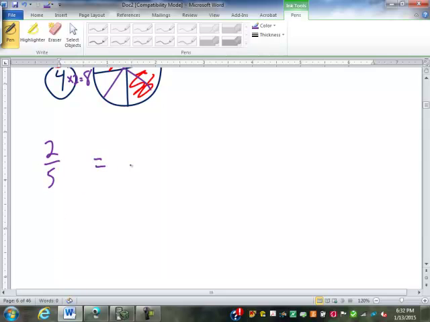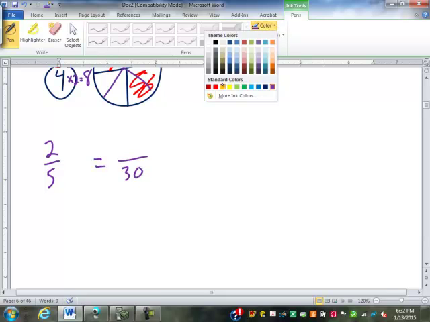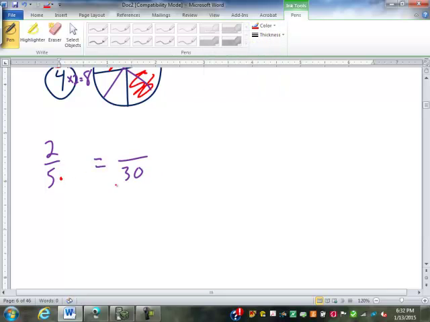For example, if we have 2/5, and I want to change it to 30ths, what do I have to multiply 5 by to turn it into 30? 6. 5 times 6 makes 30. So I have to multiply the top by the same thing. 2 times 6 is 12. And the reason we have to do that, remember, is we're cutting every piece into 6 equal pieces.